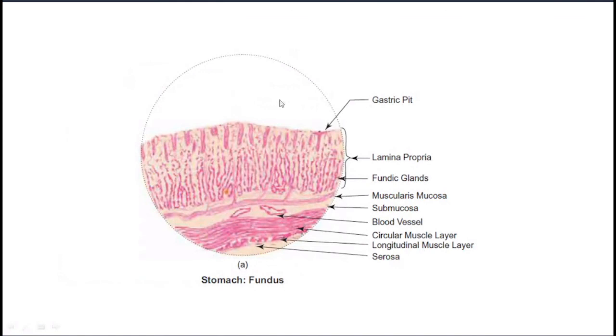Again this is the slide showing the fundic part of the stomach. You can see gastric pits. These are the long tubular glands. This is the muscularis mucosa, this is the submucosa, and this is the muscularis externa.